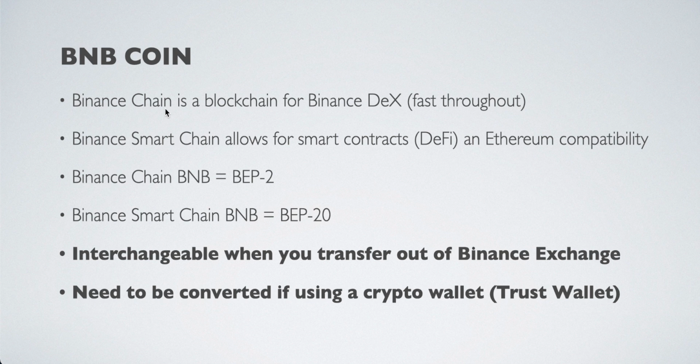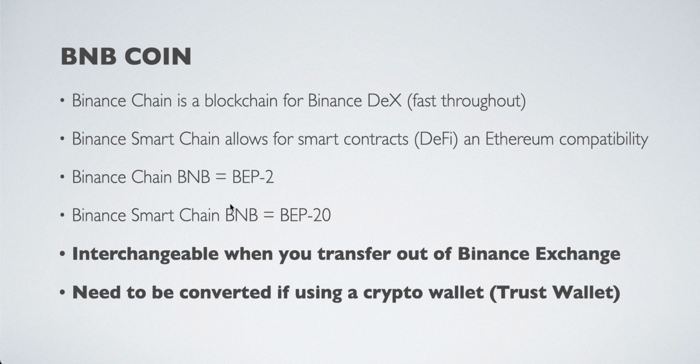One is Binance Chain, and this is really a blockchain for the Binance DEX, so that it has very fast throughput and fast exchanges. But there's also Binance Smart Chain. This was created to allow for smart contracts, so other DeFi platforms like PancakeSwap, Venus, and other Binance Smart Chain dApps use Binance Smart Chain with smart contracts. Anyway, we don't have to go too much into it, but just to know that Binance Chain is called a BEP-2 token and Binance Smart Chain is called a BEP-20 token.